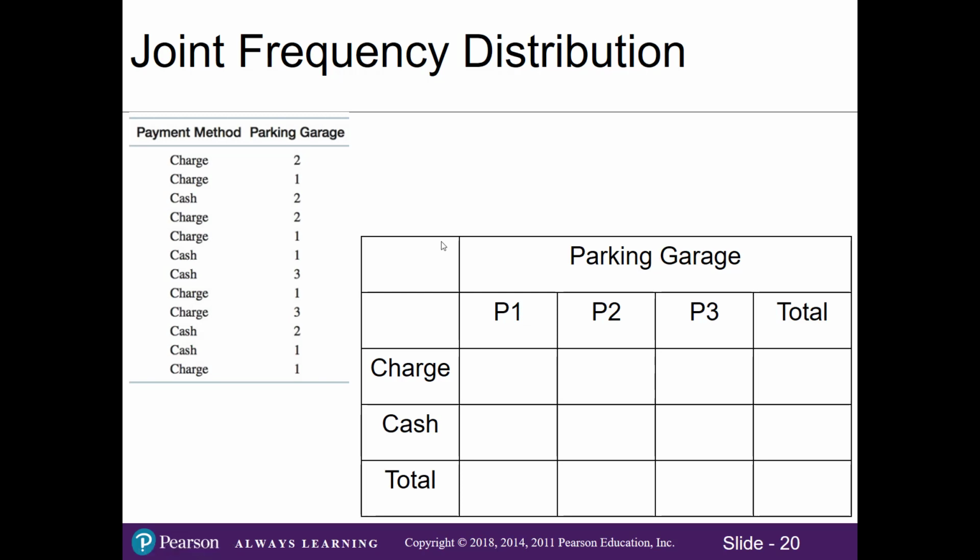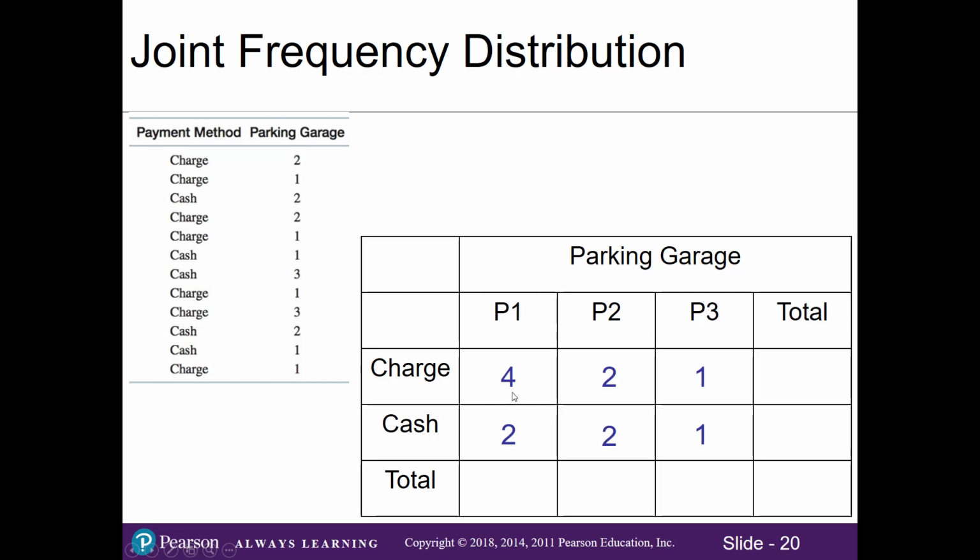So I'm going to count how many people in parking garage 1 charged their credit cards. So we can see we've got 1, 2, 3, 4 people that parked in parking garage 1 and charged it. Then we'll take a look at how many people in parking garage 1 paid with cash. So we'll look through until we see 1, 2. And then let's go ahead and look at parking garage 2. How many people charged? 1, 2. And how many people paid with cash? 2. And then we'll do the same for parking garage 3. We have 1 cash and 1 charge.